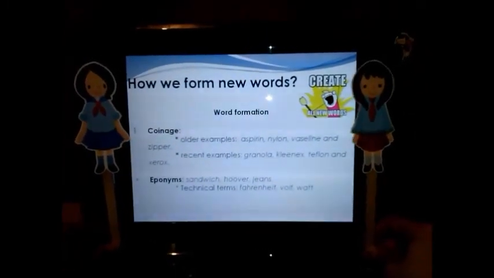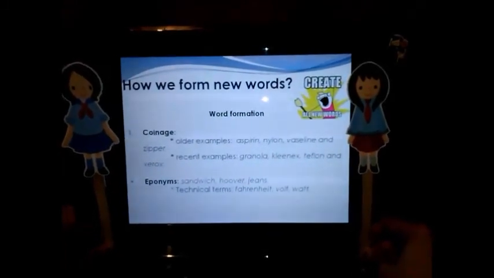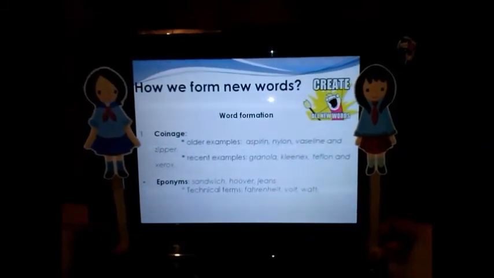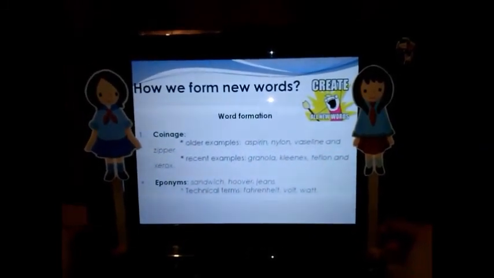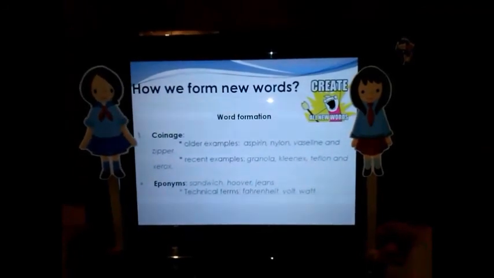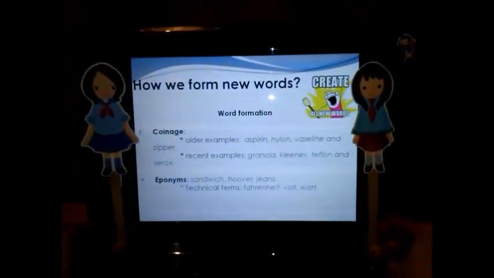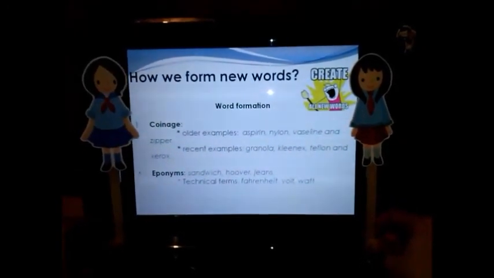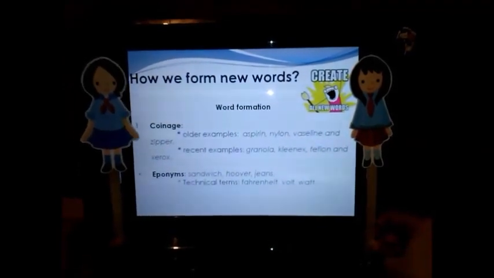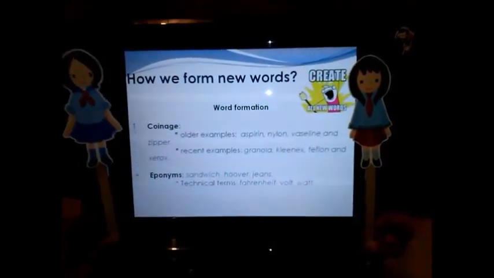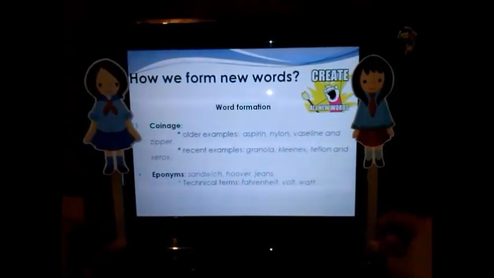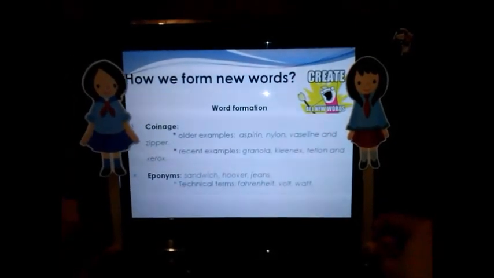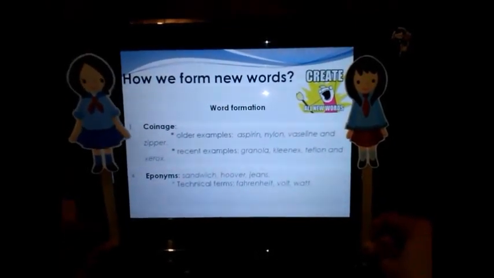But Katherin, how do we form new words? Well, there are different processes. First, we have coinage, which is the invention of totally new words. For example, nylon. Also, in this process, we have eponyms, which are new words based on the name of a person or a place. For example, jeans come from the Italian city of Genoa, where the type of cloth was first made. Also, we have technical terms based on the name of a person who first discovered or invented things. For example, volt from the Italian Alessandro Volta.